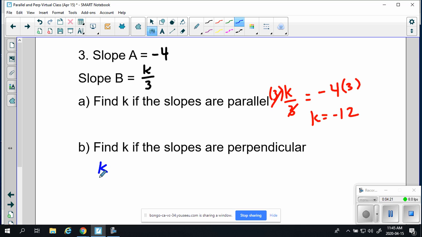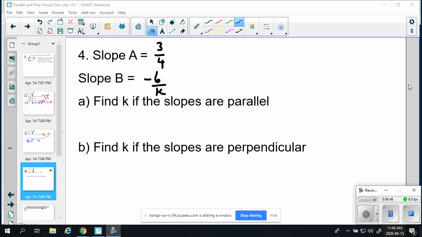There are many ways to set this up, but my favorite way is to flip the -4 because I don't want to flip k into the bottom. So instead of -4 over 1, I'm going to write 1 over 4, and then I'm going to multiply both sides by 3. And then I have k is equal to 3/4.